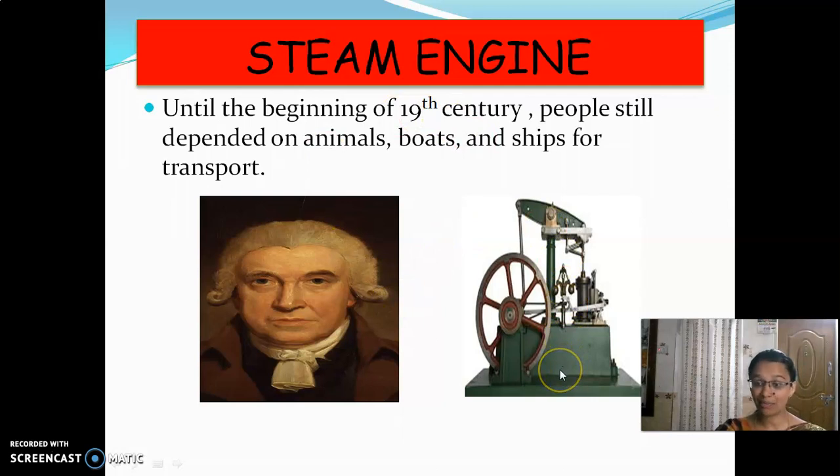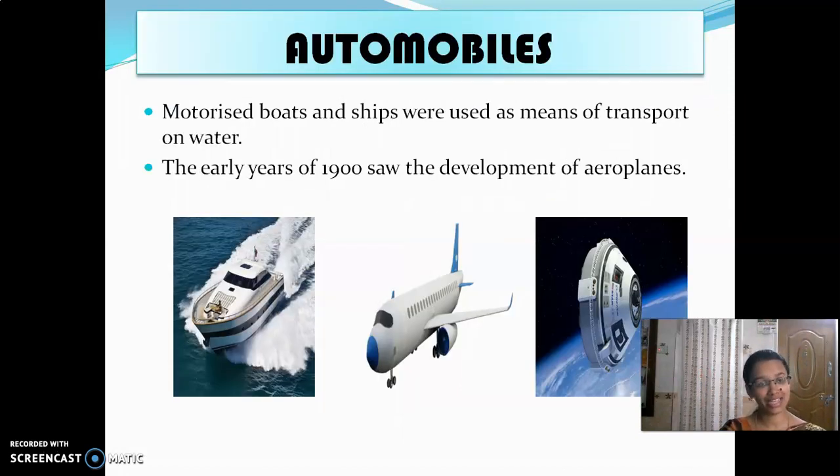It works on the principle of high pressure. When steam is created, the piston moves front and back, and this piston is connected to a wheel. Due to this action, the wheel rotates. After that, what happens? Yes, automobiles. So motorized boats, ships, everything was invented.